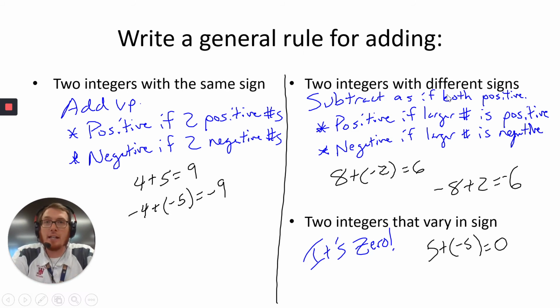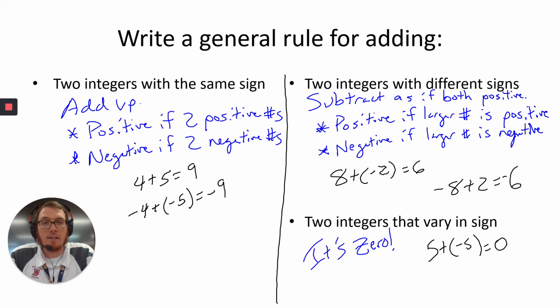If they have different signs, what we mean by that is one negative, one positive. And that's when we actually do subtraction, not addition. And so the question is, which one's larger? If the positive is larger, you're going to get a positive answer. If the negative is larger, you're going to get a negative answer. It's strictly which one has more in the fight, essentially.